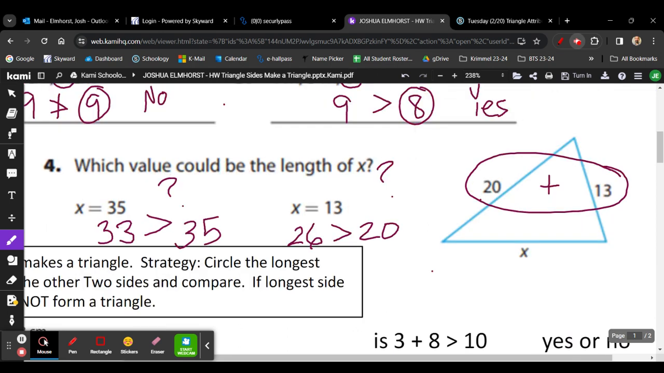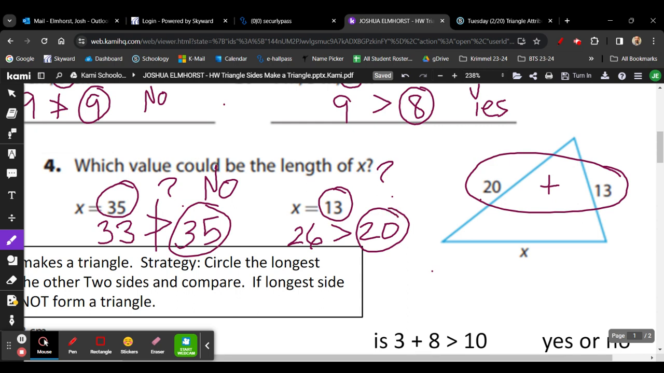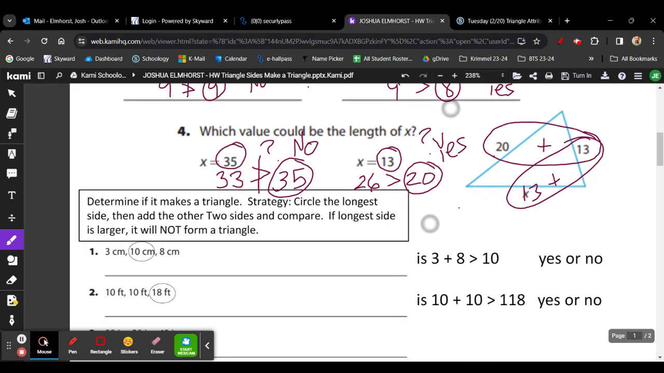Okay, so checking our answer. If 35 is the long side in this situation, then 20 plus 13 would be 33. Is 33 greater than 35? No. So this is not a triangle, or 35 would be a no. Now, if we check 13, if 13 is the other side length, then 20 is the longest side. So we have 13 plus 13, which is 26. Is 26 greater than 20? Yes. So this would be a yes. 13 would make a triangle with that.